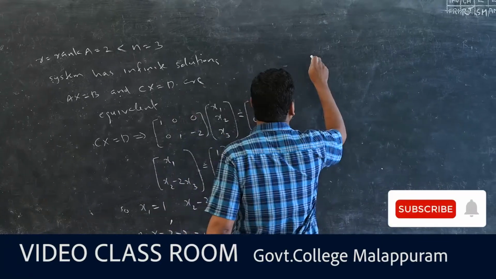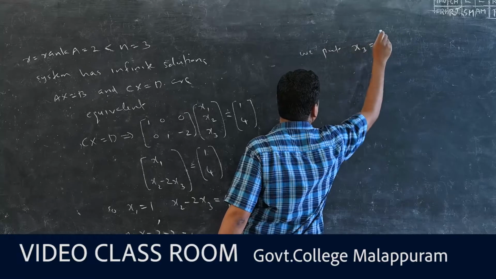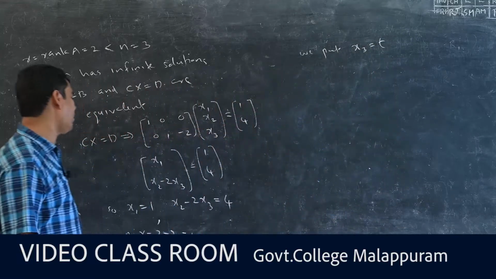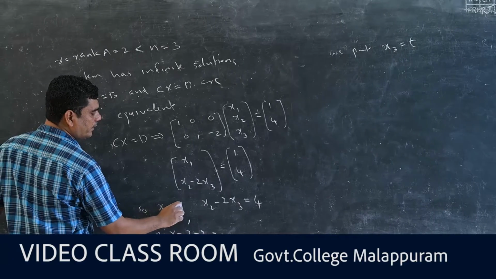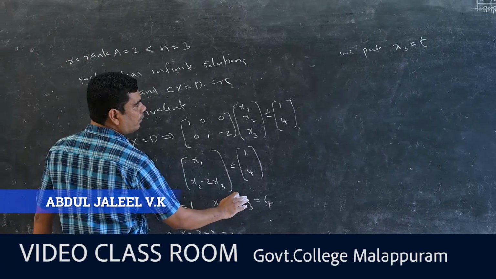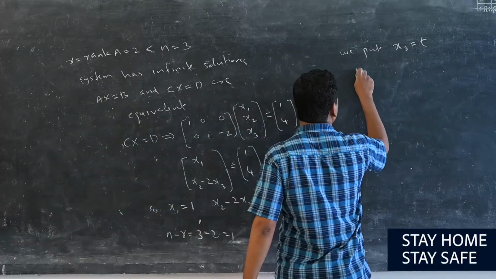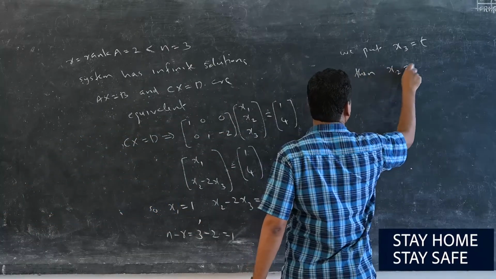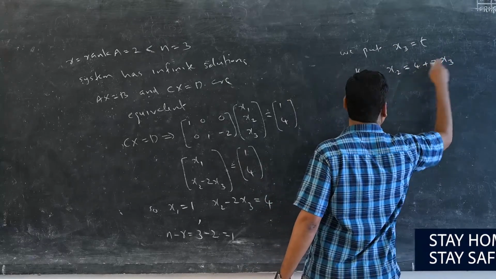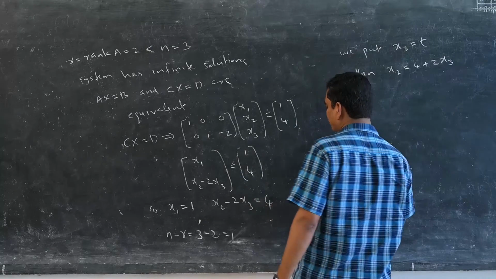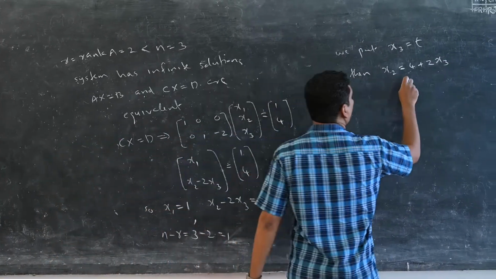So we put x3 is equal to t. Here x1 is equal to 1, it is fixed. Then x2 is 4 plus 2x3. From this, x2 is equal to 4 plus 2x3, which is 4 plus 2t.